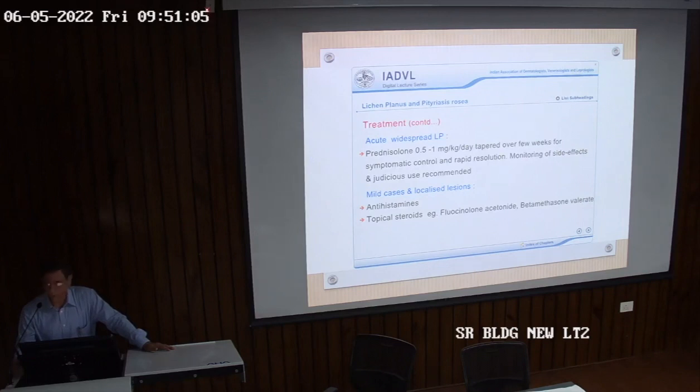So usually we give prednisolone. Ka dose kya hai? It's 0.5 to 1 milligram per kg. This is a universal dosage in most of the diseases. Over a few weeks for symptomatic control and rapid resolution, monitoring of side effects and judicious use is recommended.